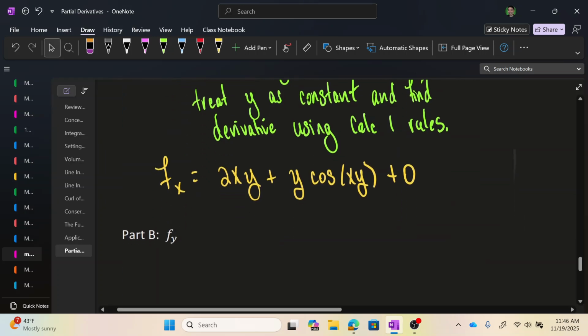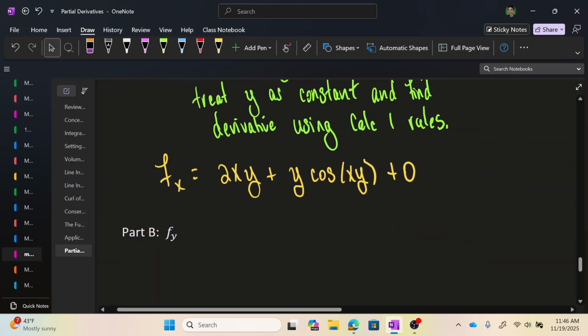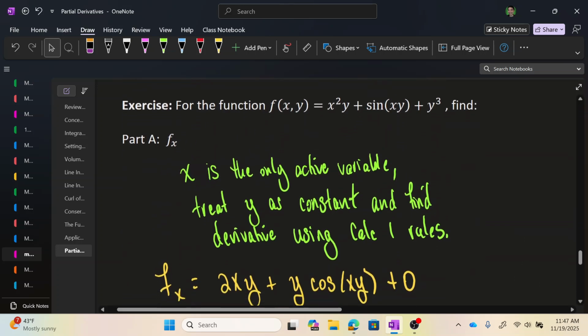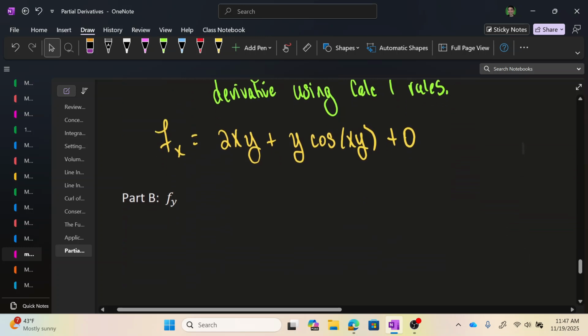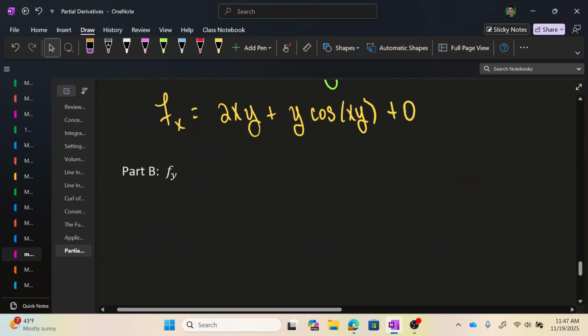So this expression right here, f sub x equals 2xy plus y cosine xy plus 0, is going to be the derivative of this function with respect to x expressed in terms of a formula. Now, to calculate the other partial derivative, we're going to use a similar idea.